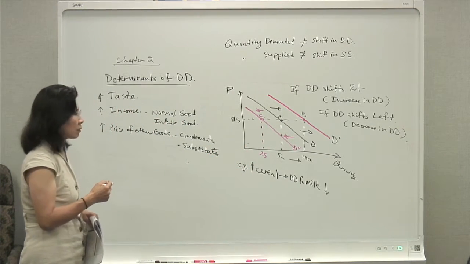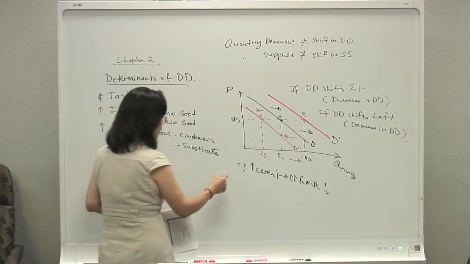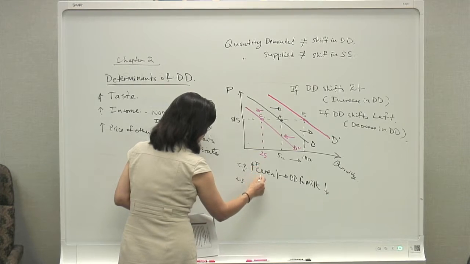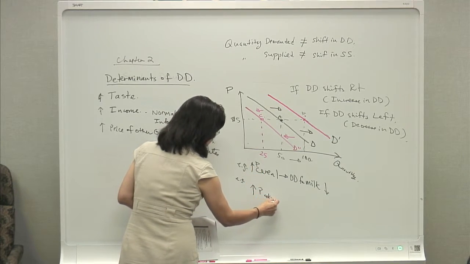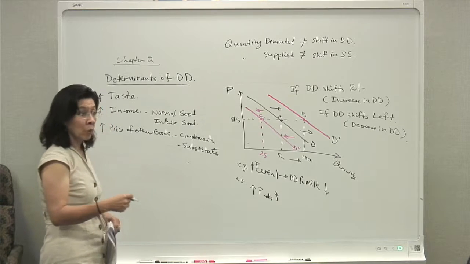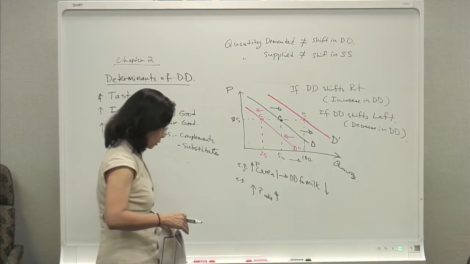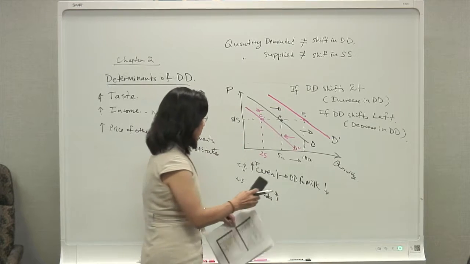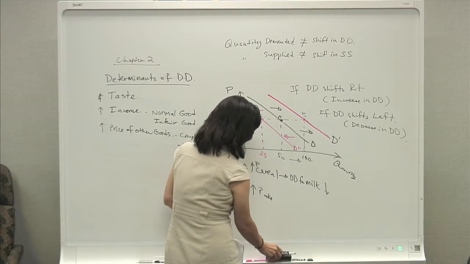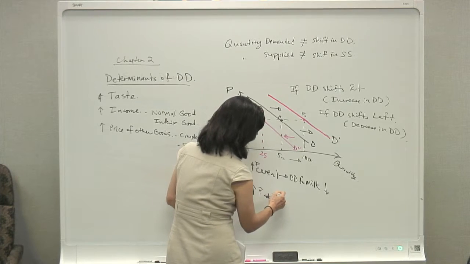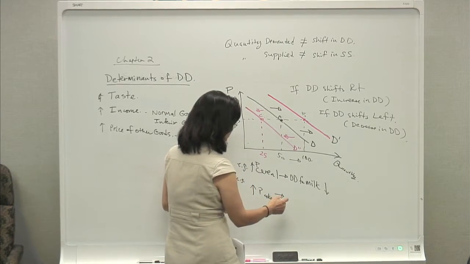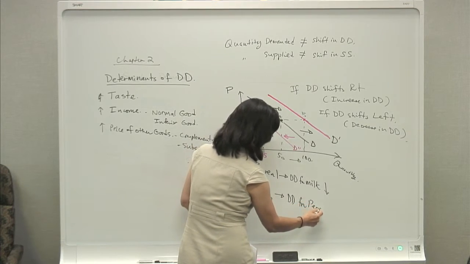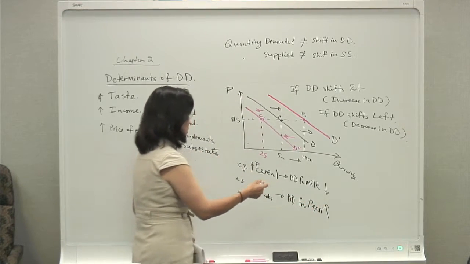Now substitutes. An example of substitutes would be Coke and Pepsi. So let's just say the price of Coke goes up. It is more expensive, so you consume less Coke. And you will consume more of the substitute, in this case your Pepsi. So your demand for Pepsi will go up.